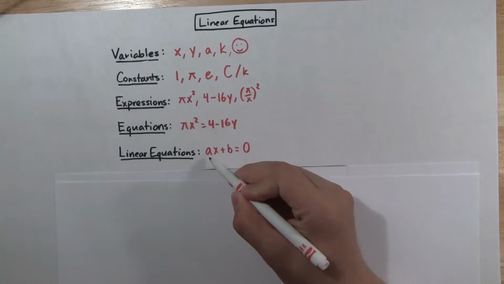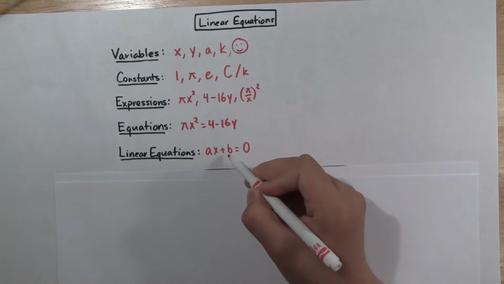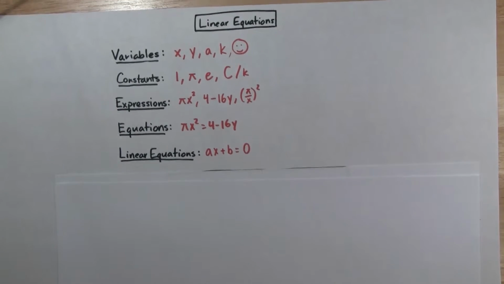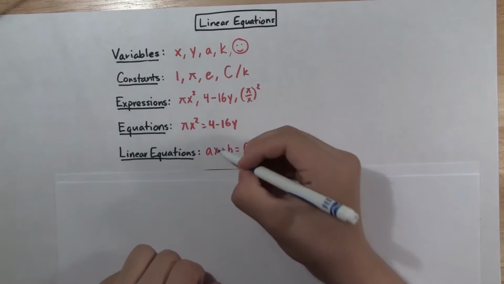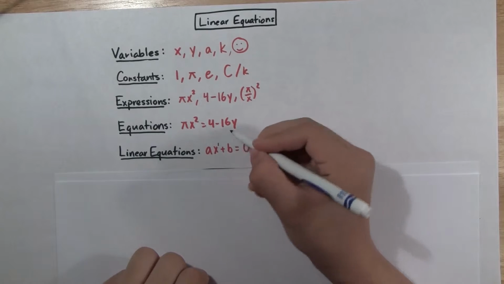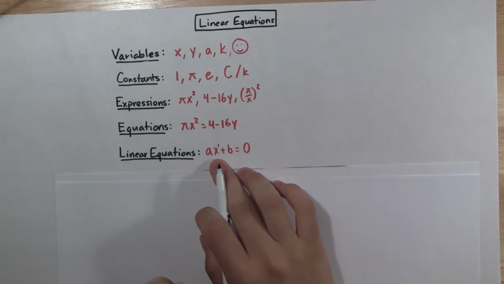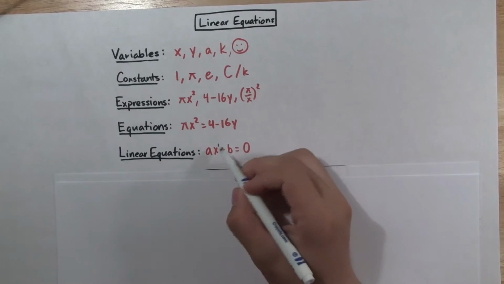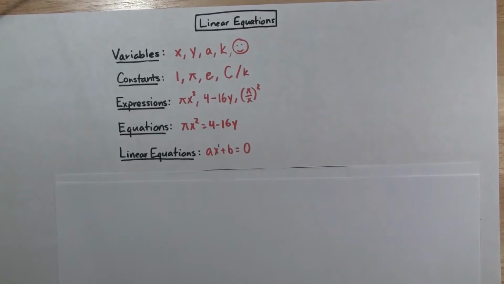And so a is your coefficient, so that's a constant term, x is your variable, and b is another constant term that's just by itself. And this is a linear equation because you notice that x is just raised to the first power. You don't have something raised to a different power. It's just x to the 1. That's the highest power. And so this is why it's a linear equation.